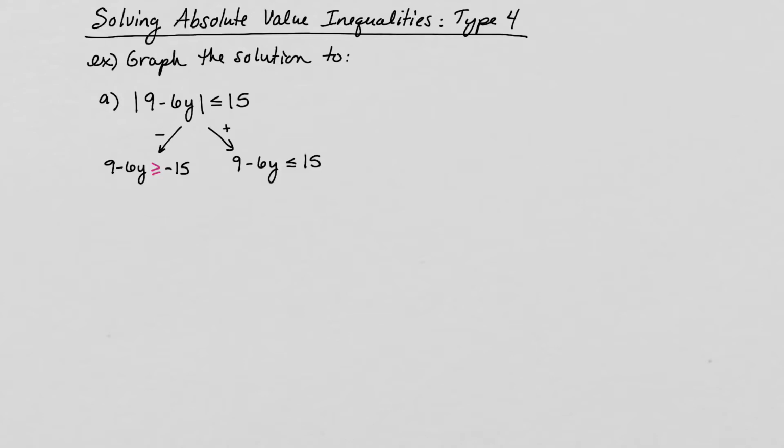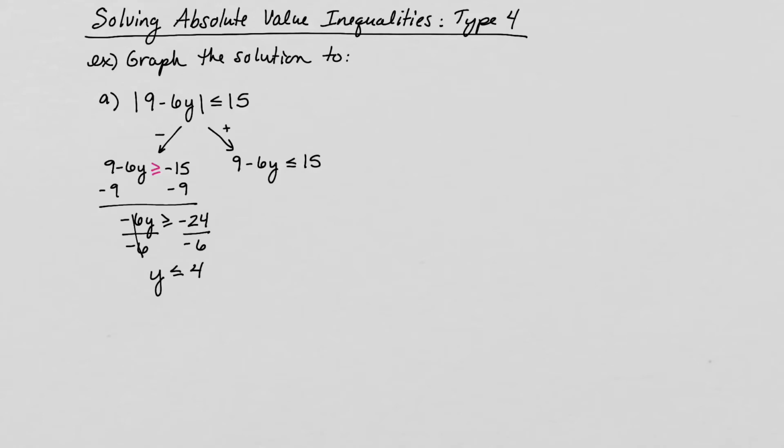Now we're going to solve each of the problems. So we're going to subtract 9 from both sides. So minus 6y is greater than or equal to negative 24. We're going to divide both sides by negative 6. So y. Now, when you divide or multiply an inequality by a negative, you have to flip the sign. So this sign is actually going to flip again. So it's going to become y is less than or equal to, negative 24 divided by negative 6 is a positive 4.